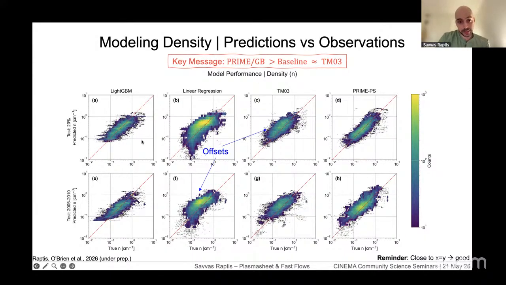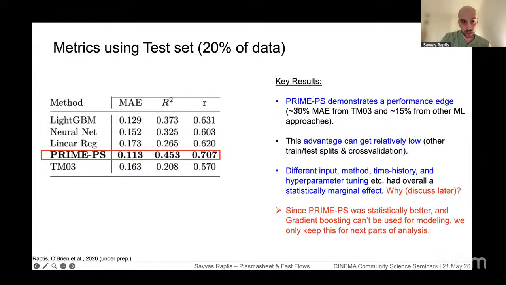So what we can immediately see here, without diving too much into what each point shows, is that the PRIME model and the gradient boosting work pretty well, while the linear models, which are the linear regression and Tsyganenko-Mukai, seem to be underperforming, with a very clear offset between the prediction and the true value that is measured. And this can also be found in the actual values. So if we write again the mean absolute error, the mean squared error, the R squared skill score, and the correlation, you can see that especially PRIME, the plasma sheet model, seems to outperform all the rest.